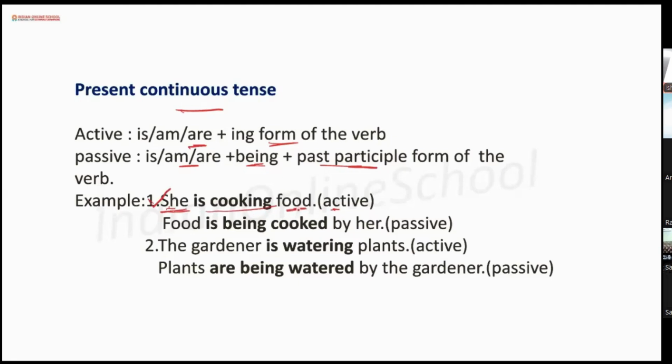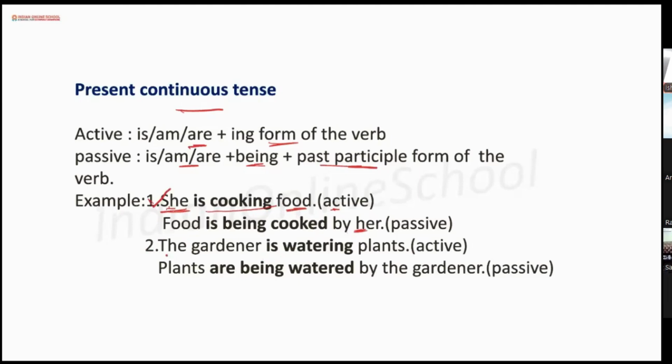Again, the crisscross rule. The object becomes the subject. The food has come at the first. Is being cooked by her. So "she" has become "her" in the passive voice. Okay? Yes, ma'am. Understood, everybody?